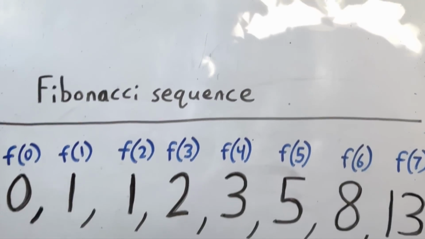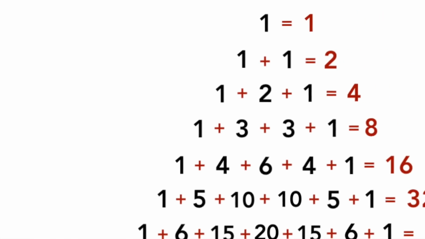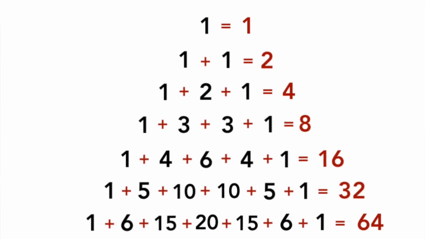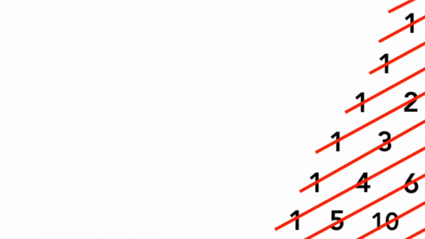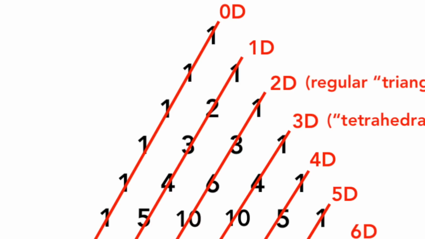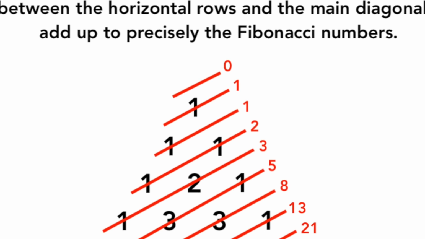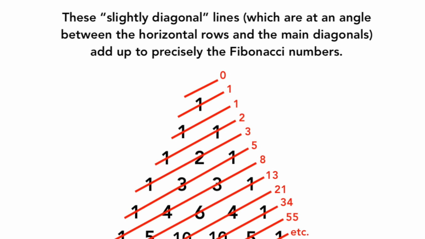The Fibonacci numbers we would get from this process also have another more well-known connection with Pascal's triangle, where if you take the numbers in each row of Pascal's triangle and add them up, the rows of Pascal's triangle add up to the powers of 2. Then, if you take the numbers in each of these slightly diagonal lines that have an angle somewhere between those horizontal rows and the infinitely long main diagonals, well, these slightly diagonal lines, all the numbers on them add up to exactly the Fibonacci numbers.